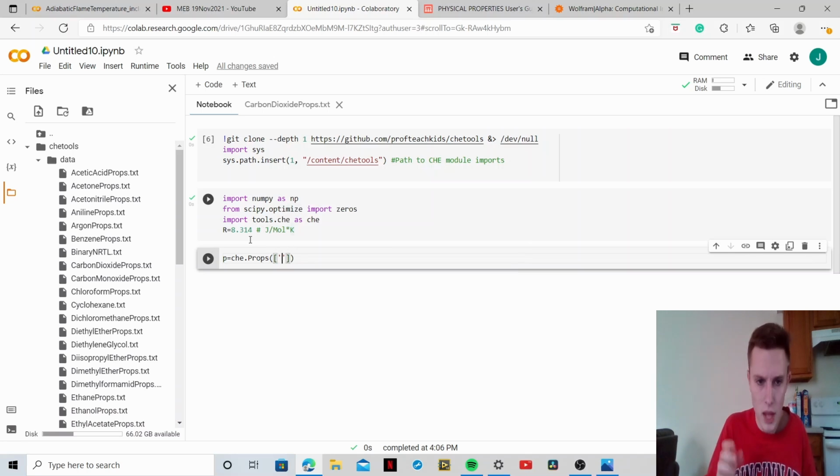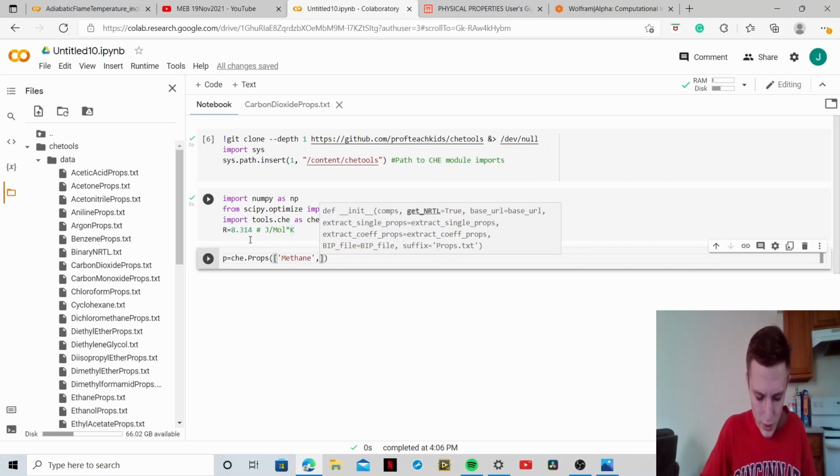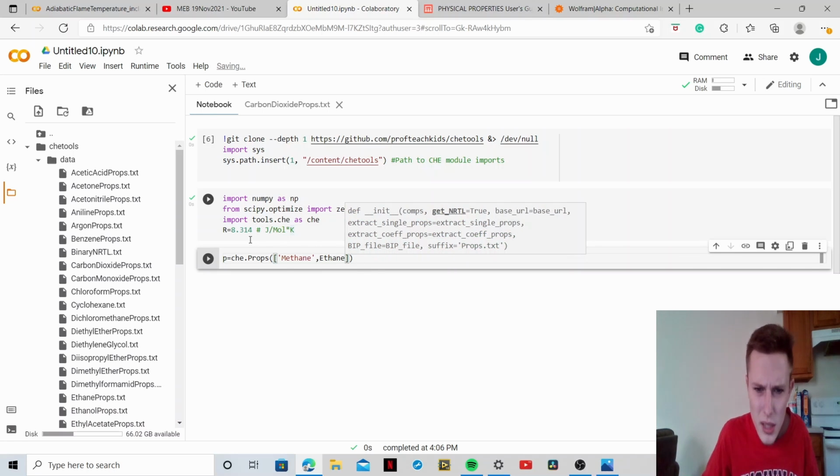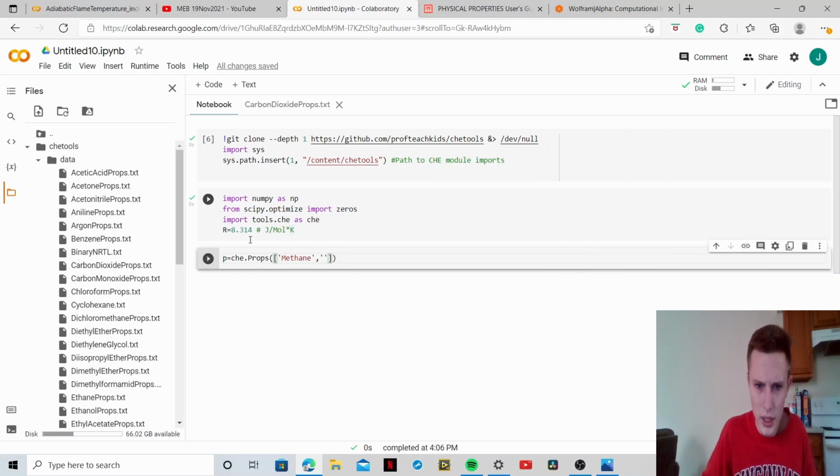So we're going to call in methane, so we need to spell it correctly. Methane, capital E. All right, and then we're going to do ethane. Let me make sure I put these in asterisks here. So ethane.